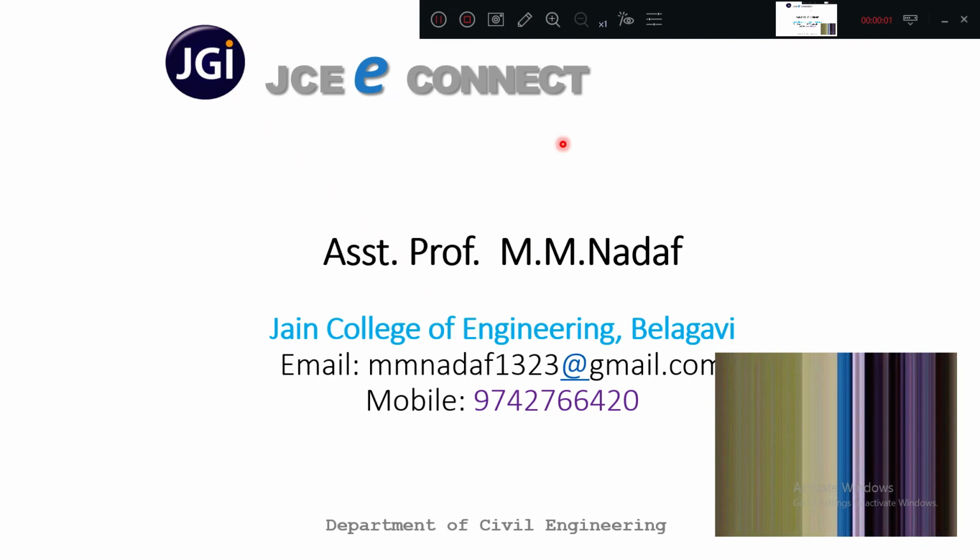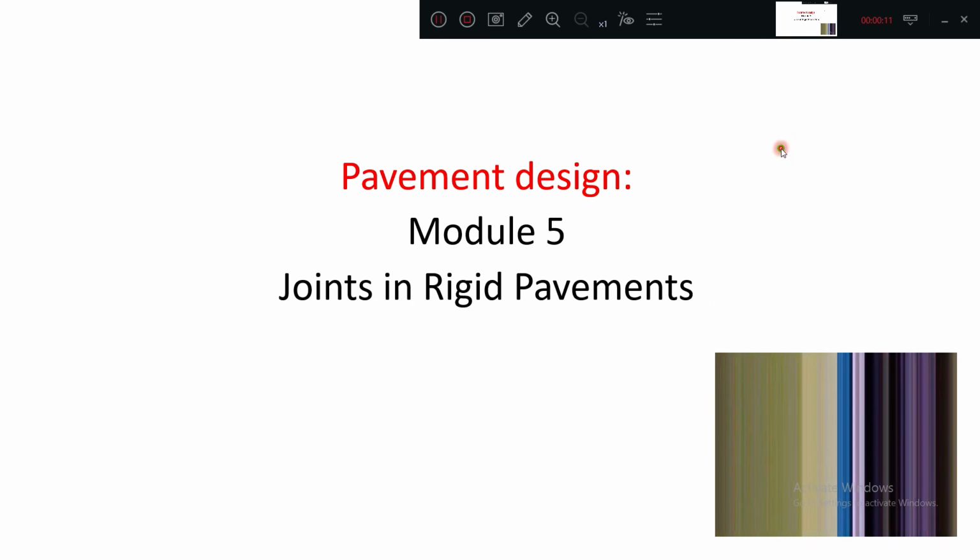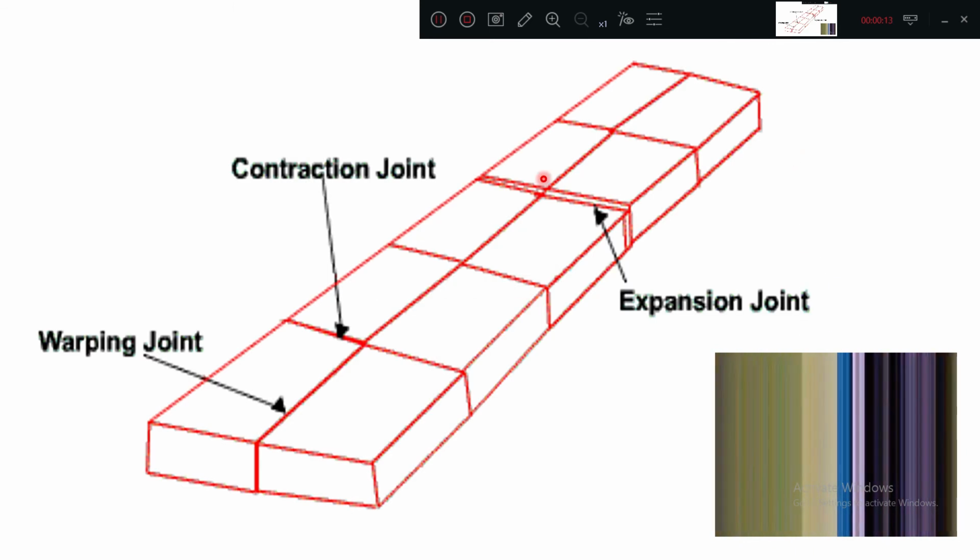Okay, good morning, everyone. We'll go to the joints in the concrete pavement. We'll see what are the things you are going to learn. In the previous video, we have seen this diagram where it shows two different panels. From here to here, one panel, and there is one joint. We call it an expansion joint. After that, another panel is there.